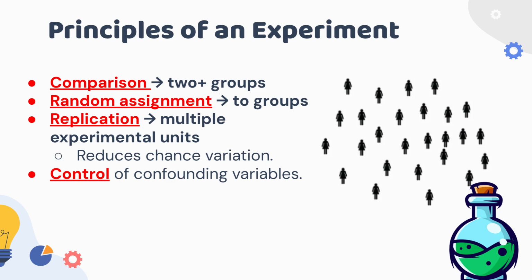Anyway, back to what I was saying. Replication: you replicate it to multiple experimental units, multiple people. Like I said, that reduces chance variation, or the chance that one person has a confounding variable that everyone else doesn't have. So it balances out. Then you control the confounding variables. That's one of the principles: you need to control for the other variables that can affect the response variable. So you need to control those so that the independent variable and dependent variable actually make a link, and you can infer causation as you normally would in an experiment.